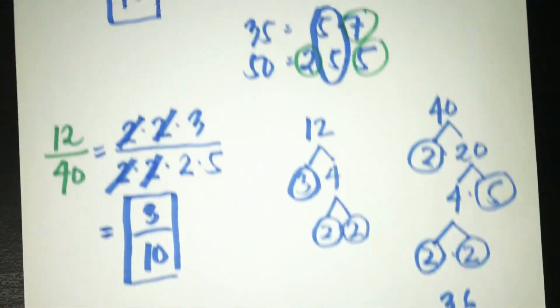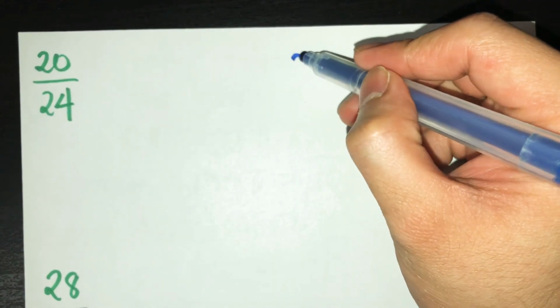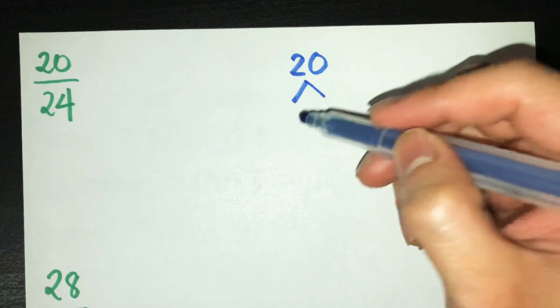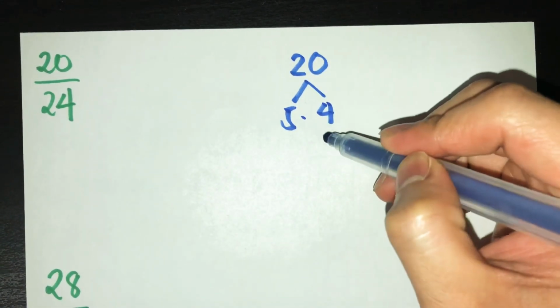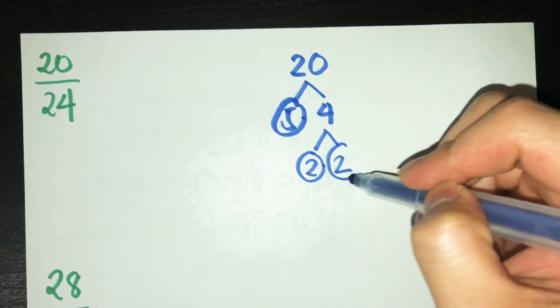Okay, now let's go to another set of examples. What I want you to do is try to do this on your own first. Pause the video, then check if your answer is the same as mine. Now how to solve this one? For 20, the factors can be 5 times 4, then 2 times 2. So these are the prime factors.